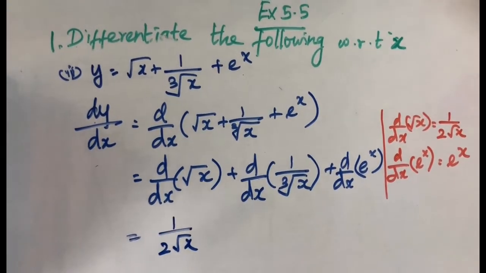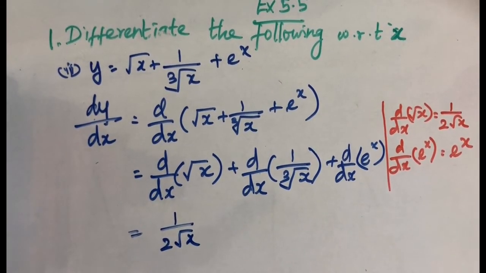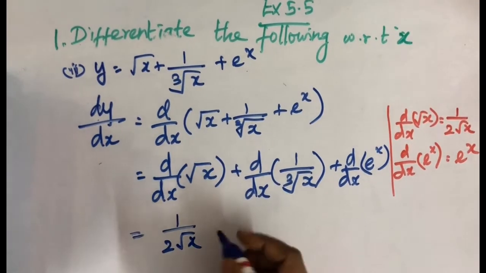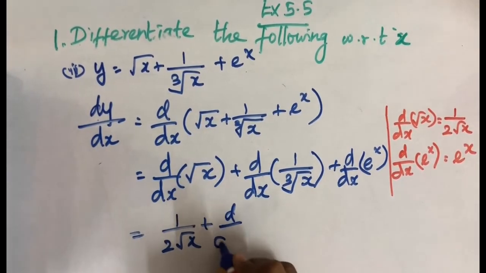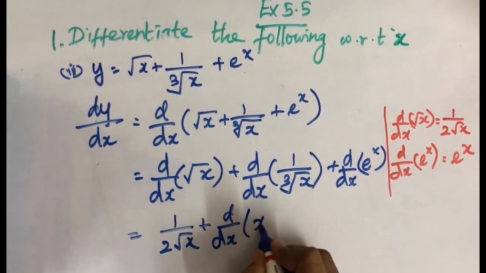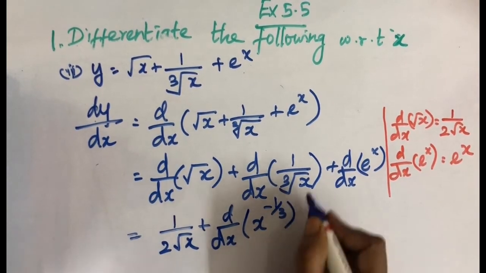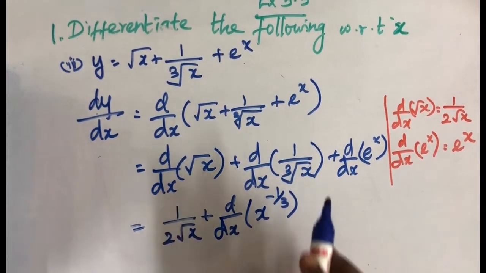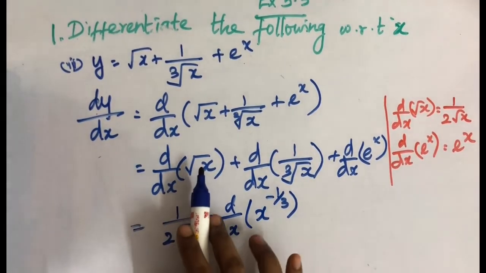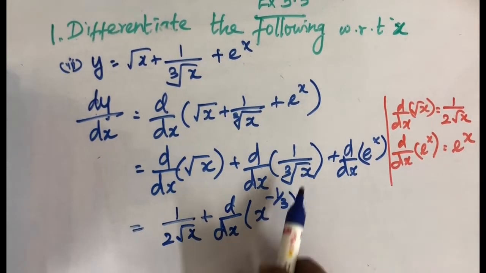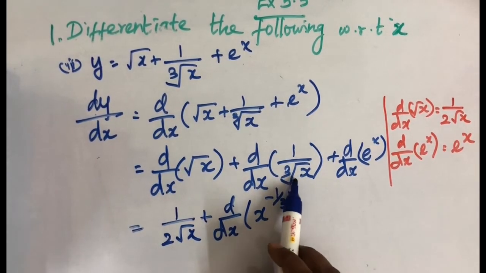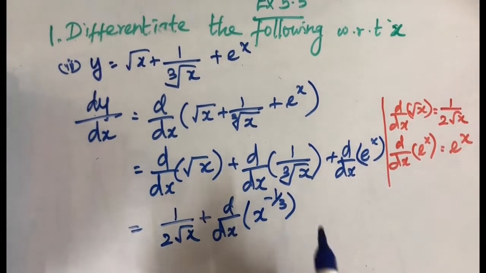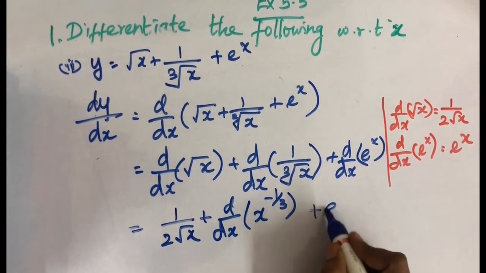I write 1 divided by cube root of x, as here we need to differentiate. So I write d/dx of x^(-1/3). We used to write cube root of x as x^(1/3), just as square root of x is x^(1/2). Cube root of x is x^(1/3), but it's in the denominator, so while moving it into the numerator it will become x^(-1/3), plus e^x.